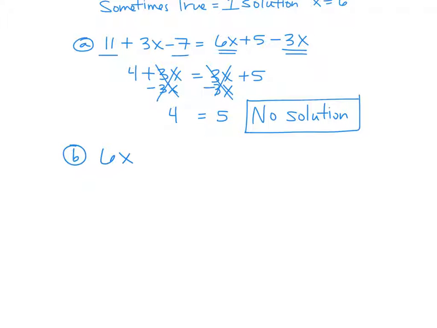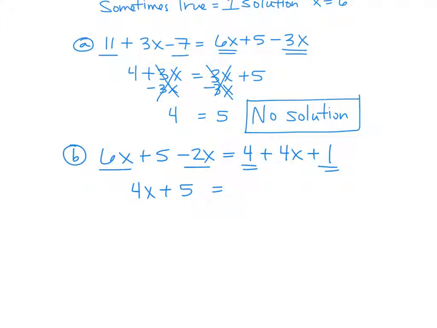All right, 6x plus 5 minus 2x equals 4 plus 4x plus 1. Same thing, simplify. Okay, so we're going to do 6x minus 2x is 4x plus 5. 4 plus 1 leaves us with 4x plus 5. Technically, at this point, you can already see your answer, but we want a legit no variable setup. So if we take away the 4x's, those are both 0. Now you have 5 equals 5.